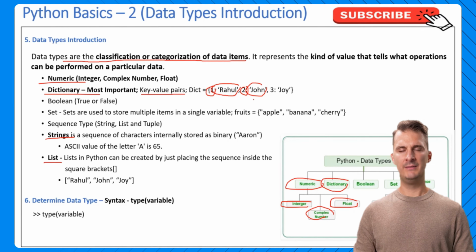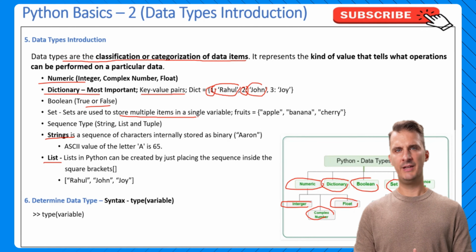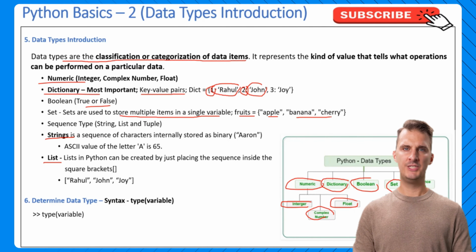This is how you store and retrieve data in a dictionary. Then the third one you have is the boolean, which is just true and false. Then you have the set, which basically stores multiple items in a single variable. So here you have fruits, and within that you have apple, banana, and cherry. Then you have the sequence type, which could be strings, list, or tuple.